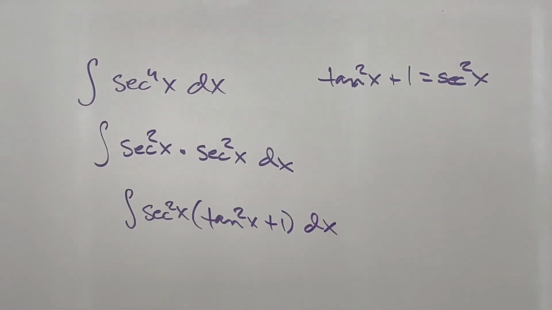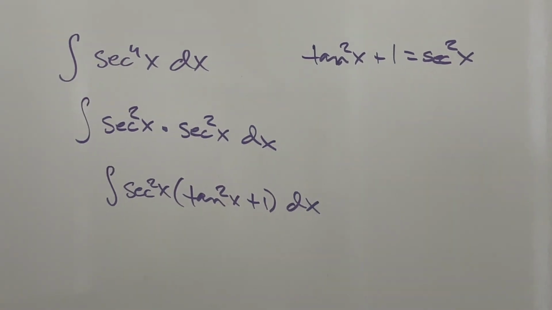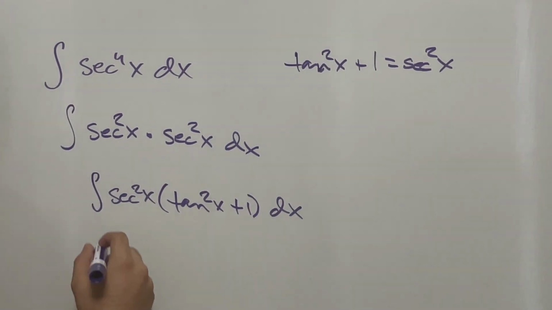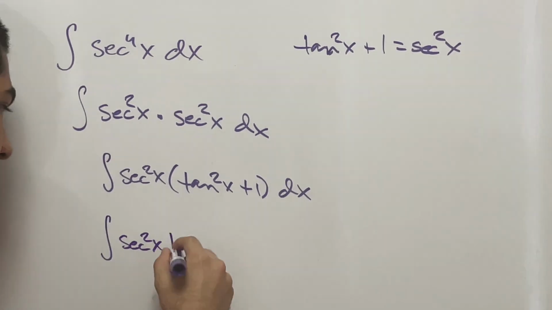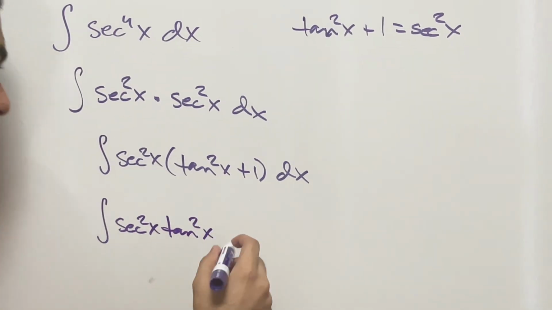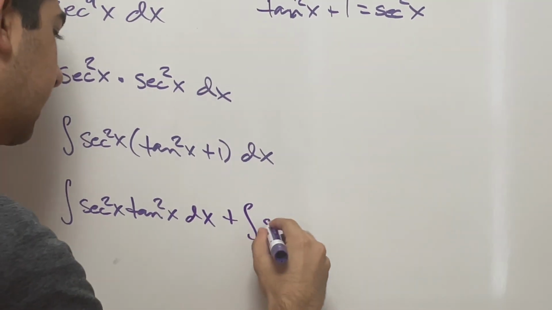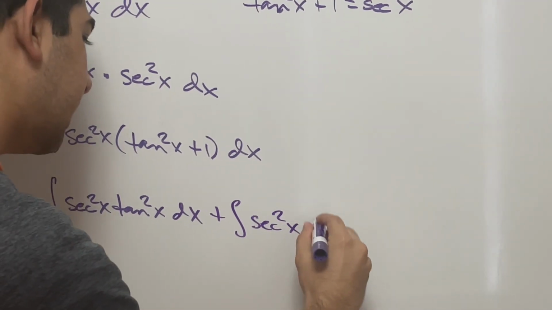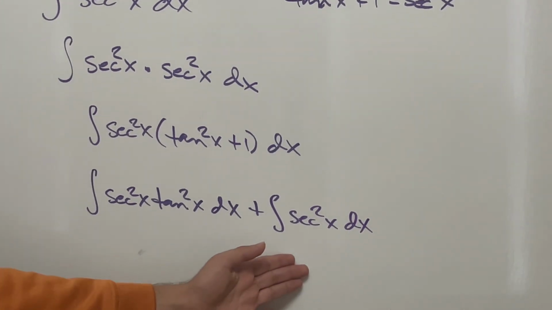Now we can break the integral apart across this addition. Well, first distribute the secant squared x and then break it apart, but you know what I mean. So we have the integral of secant squared x tan squared x dx, plus the integral of secant squared x dx.